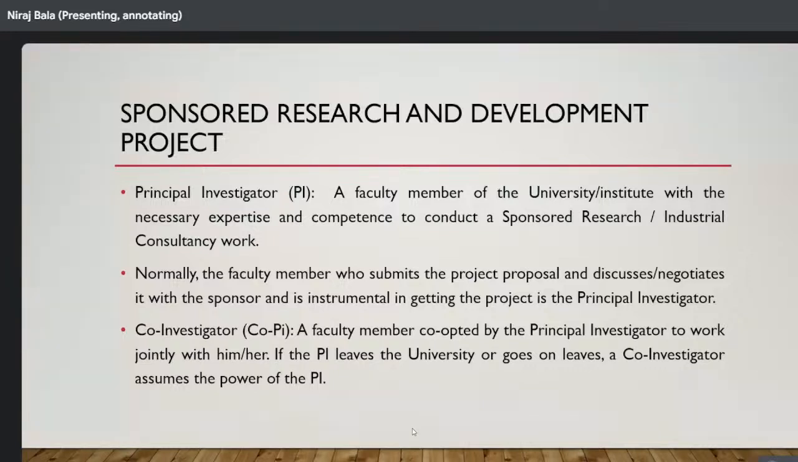Says that, okay, I want to do this project. So you will become the principal investigator. Normally, you will be responsible for submitting the project, the principal investigator. He will have to submit the reports. He will have to ensure that the project is completed on time.